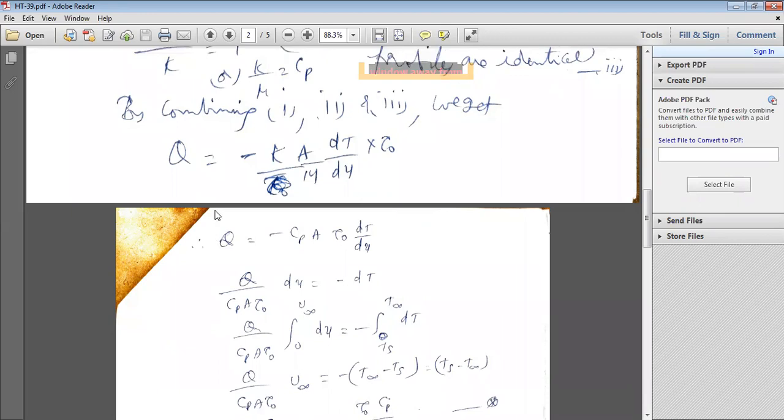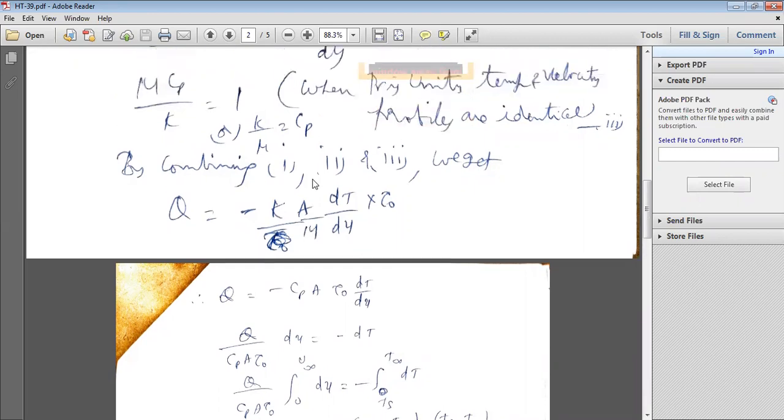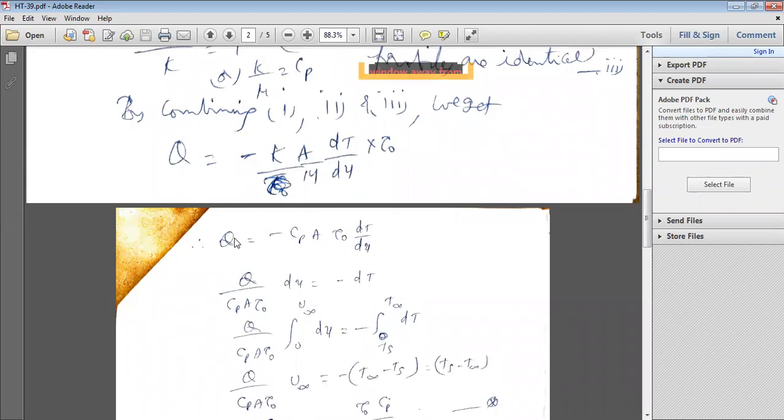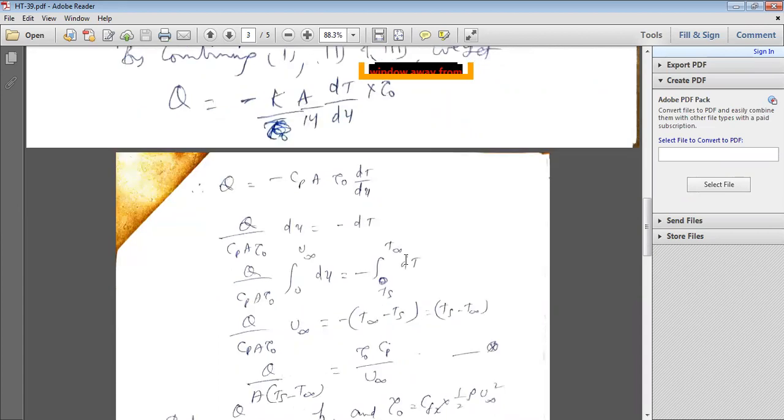So from this, Q is equal to... but what is minus K by mu? K by mu Cp. Therefore, Q is equal to minus K by mu Cp, minus Cp into A into tau naught into dT by du. So what are the variables here? There are two variables, temperature and velocity.